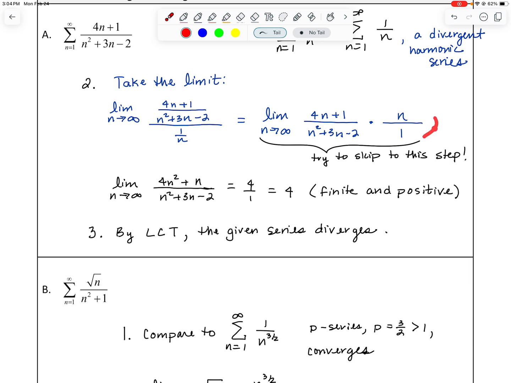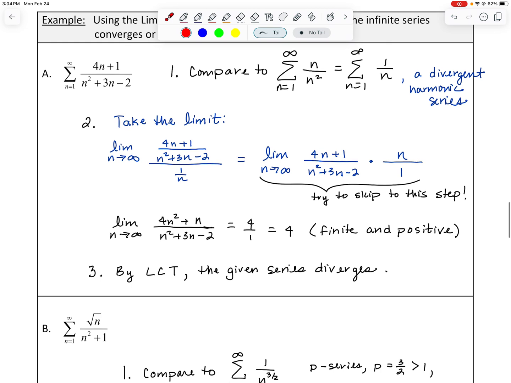And so when I do my math and clean all this up algebraically, I end up with 4n squared plus n all over n squared plus 3n minus 2. And we can do top heavy, bottom heavy, equal powers with polynomials. So this ratio becomes 4 as n gets super large, which is finite and positive. That number is a finite number and it's positive. If it were infinity, that wouldn't be the case. It has to be a positive number here. And so we say by the limit comparison test, LCT, the given series diverges.